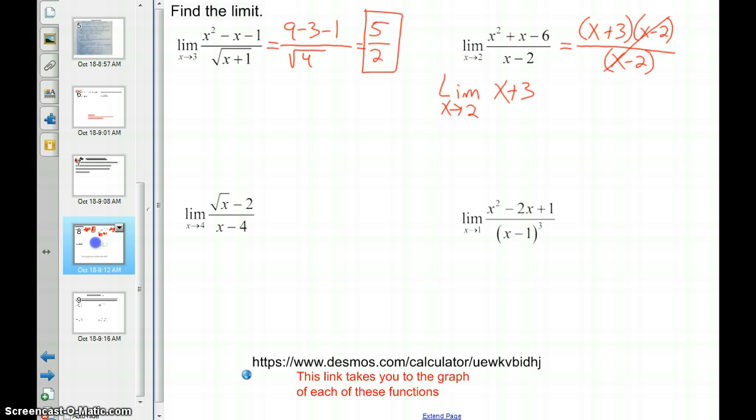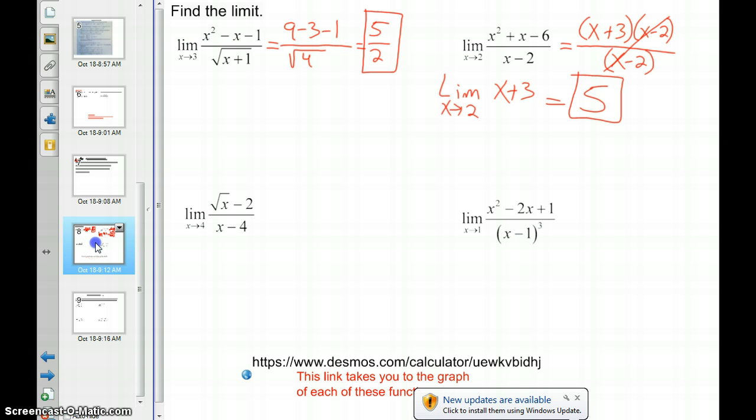Go back to step 1. Plug in the x value of 2. 2 plus 3 is 5. That is our limit. Okay, that's what I mean by plug it in, don't get an answer, simplify it. Once you simplify it, then try to plug that number back in.